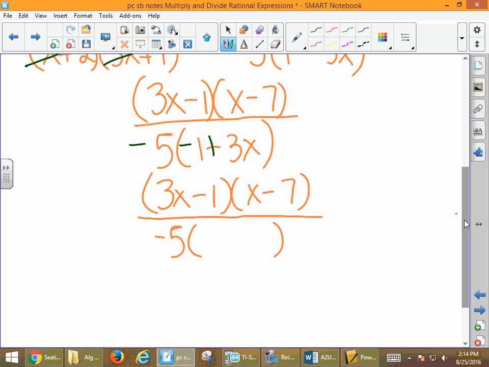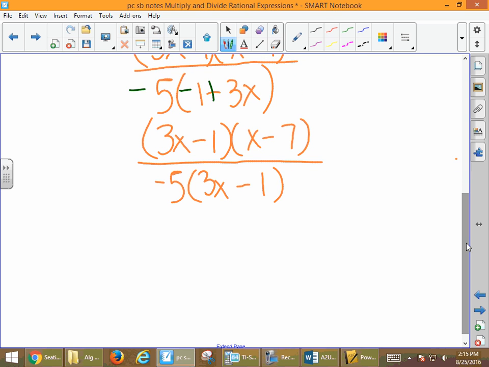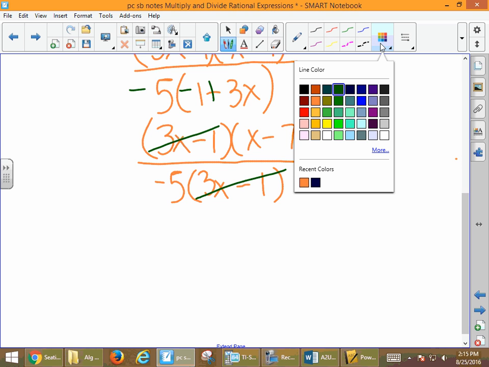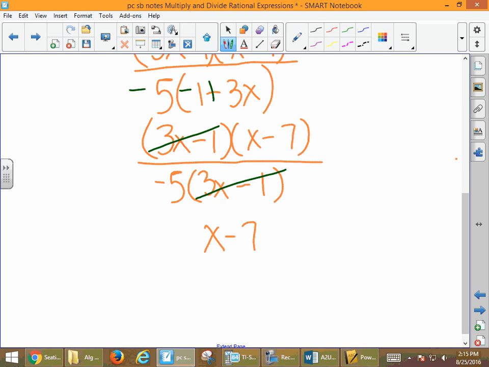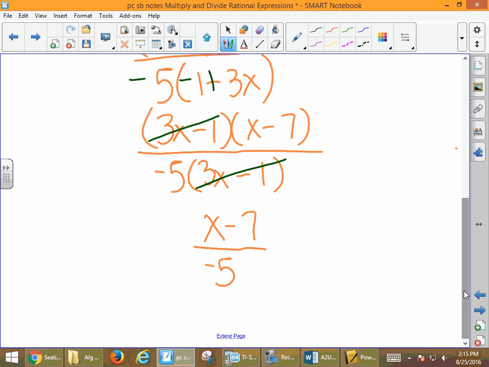And if I change the order a little bit, we can write it as 3x minus 1. And then what we see is, do we have something exactly the same on the top and the bottom? We sure have something exactly the same on the top and the bottom. And then we can finish with x minus 7 divided by negative 5, and I'm wrong about finishing because we're not allowed to have a negative in the denominator. So once again, we need to change the sign, change the sign, change the sign.